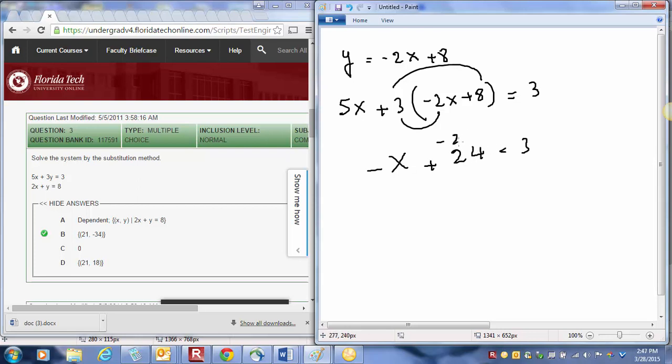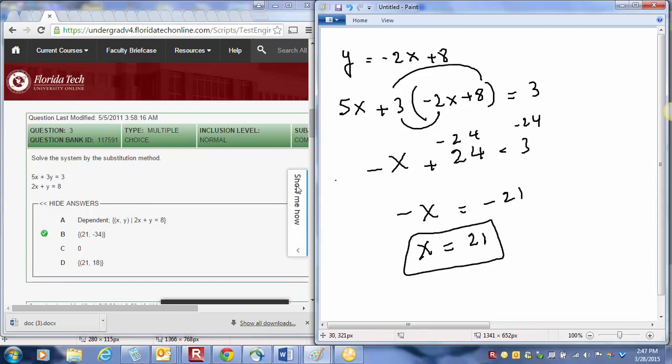So if I subtract 24 from both sides, I will get negative x equals 3 minus 24, that is negative 21, because they're opposite sign, we subtract. And of course, to get rid of this minus sign, multiply both sides by negative 1, you would get x equals 21. So again here, once we find x equals 21, we have to find the y.